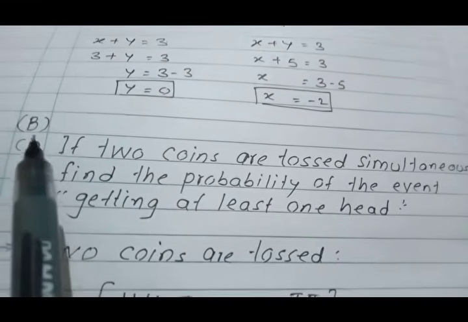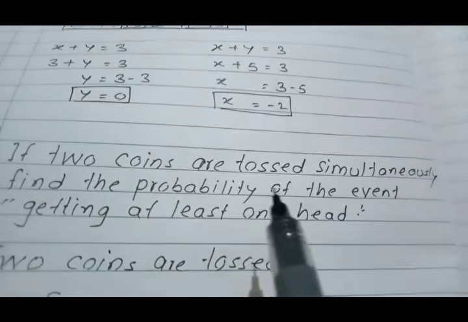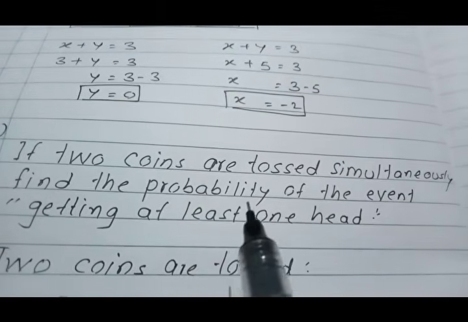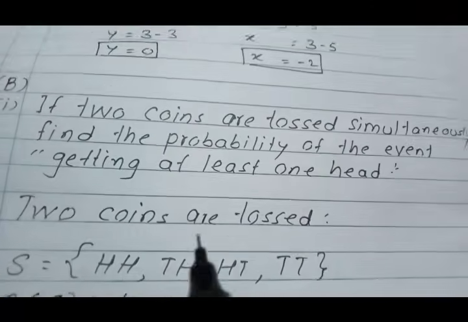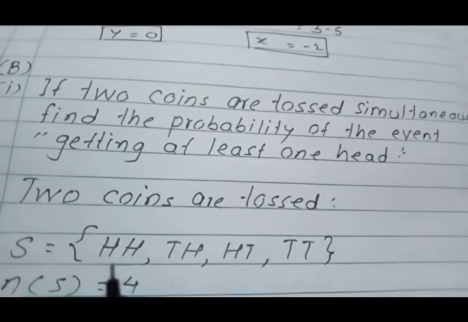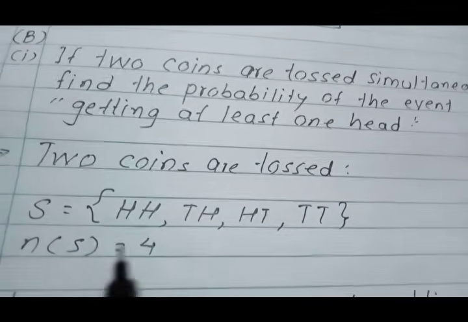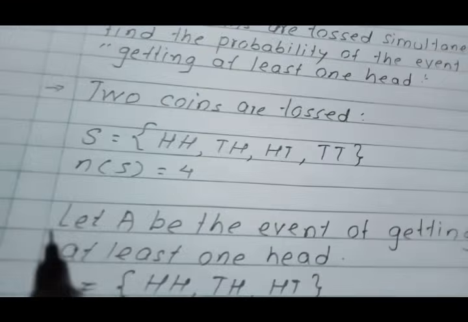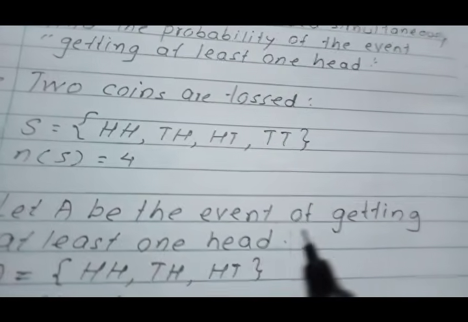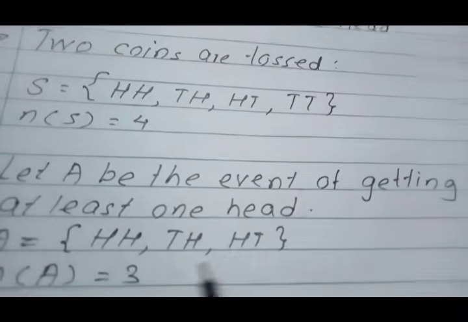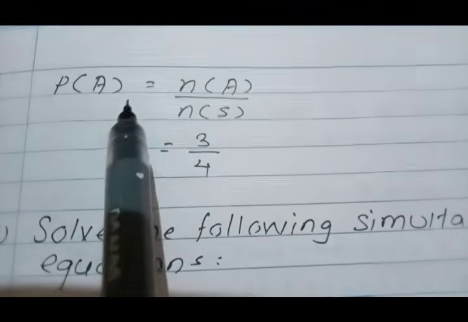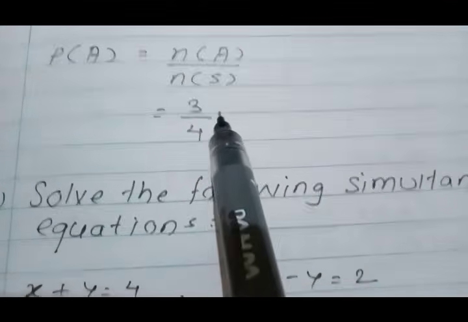Then question B1. If two coins are tossed simultaneously, find the probability of the event of getting at least one head. Answer: two coins are tossed, sample space HH, TH, HT, TT, so n(S) is 4. Let A be the event of getting at least one head. So A equal to HH, TH, HT. n(A) is 3. Then P(A) equal to n(A) upon n(S), 3 upon 4.